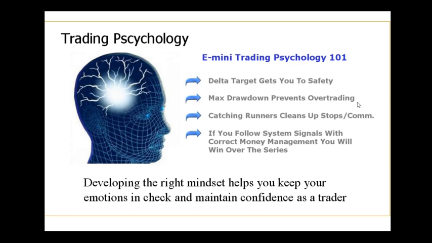Max drawdown prevents overtrading. What that means is, we have the 3 strikes you're out, which I'll have a slide here in a minute to show you. Knowing that even if you screw up as bad as you can, there's a limit, and it's an acceptable limit, right? 3 strikes and you're done. And those kinds of days can and do happen. They should be rare, but the whole idea is to prevent you from continuing to lose more. Let me talk about that when we get to the slide.